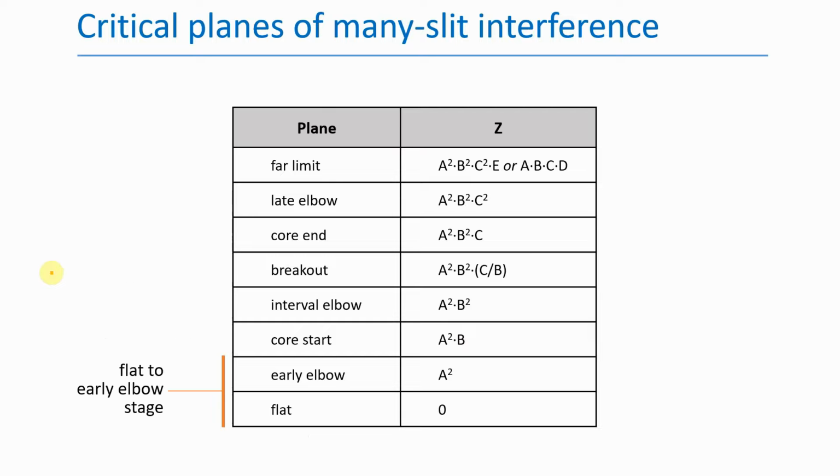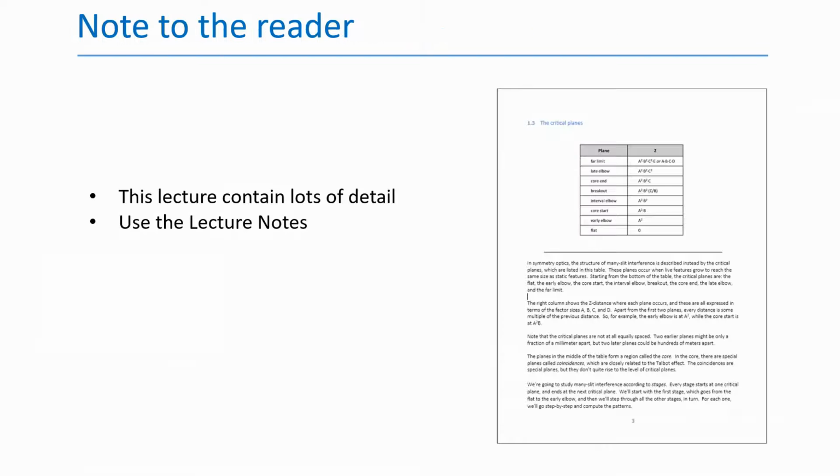We're going to study many-slit interference according to stages. Every stage starts at one critical plane and ends at the next critical plane. We'll start with the first stage, which goes from the flat to the early elbow, and then we'll step through all the other stages in turn. For each one, we'll go step by step and compute the patterns.